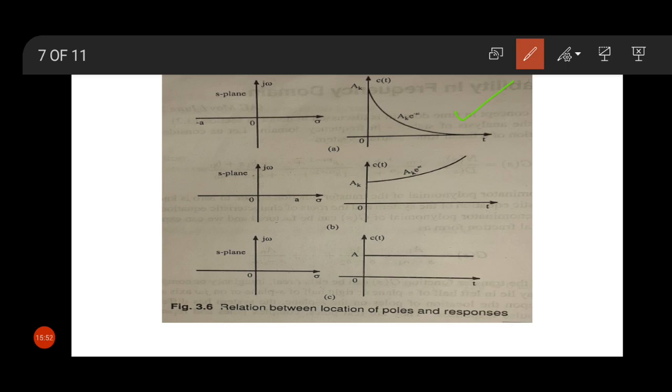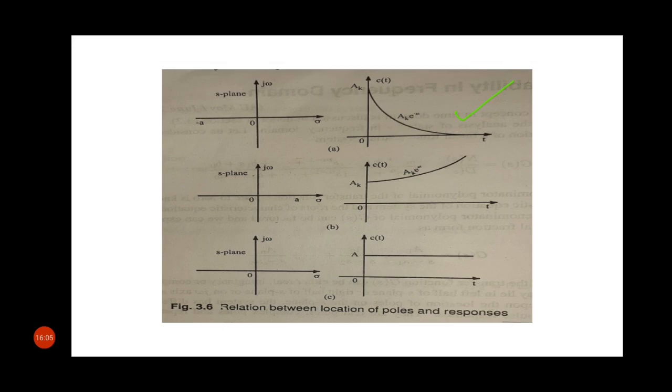This indicates that after some time the impulse response dies out to 0. If sk is positive, then the pole is in the right half of the s-plane and the corresponding impulse response is Ak e to the power at, u(t). That means this.